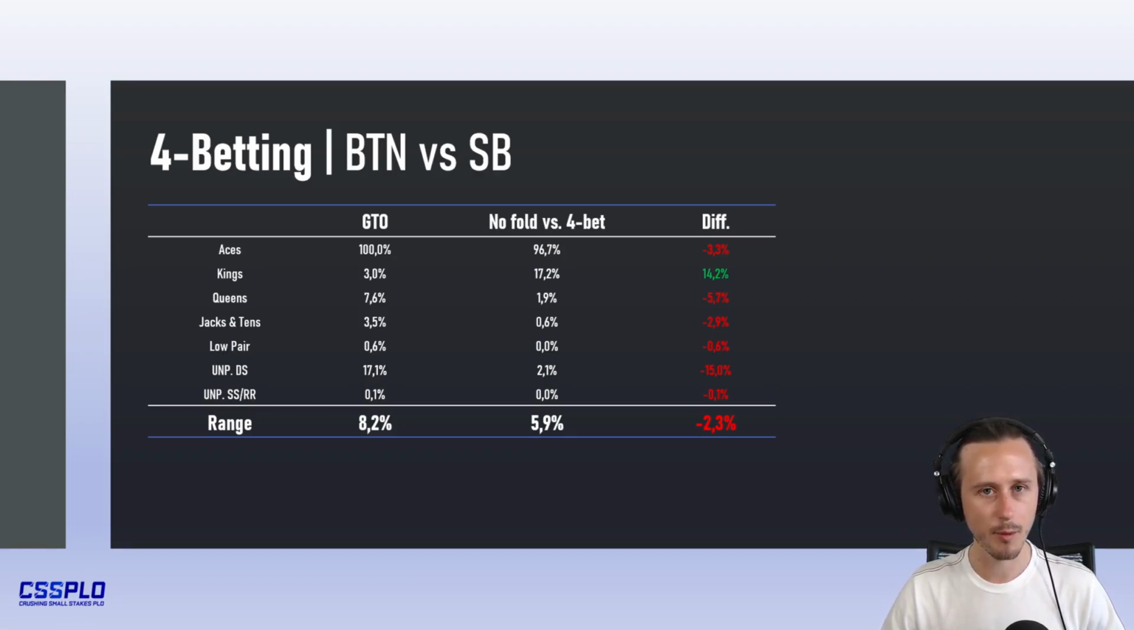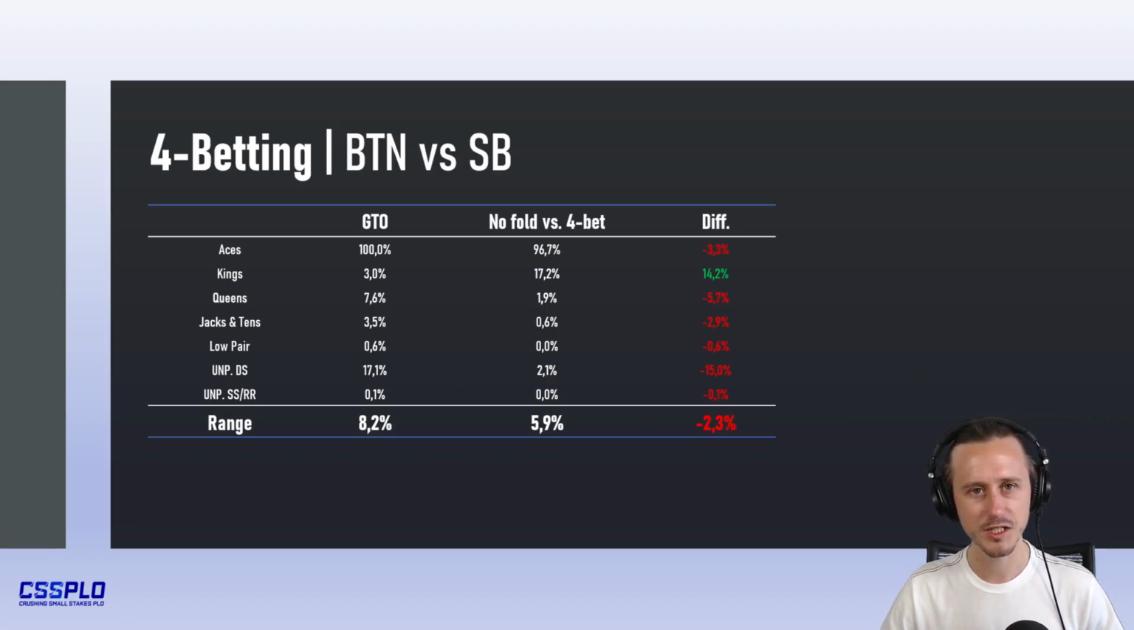Jacks and 10s dropping from 3.5 to 0.6. Low pairs are never getting 4-bet anymore. Unpaired double suited rundowns, also a very big drop here from 17.1 to 2.1% only. And you can see that with unpaired single suited and rainbow rundowns, we're never 4-betting anymore. The bottom row, the total range, says that in a GTO setting, we are 4-betting 8.2%, but now we are suddenly 4-betting only 5.9%. You can see pretty big differences here.